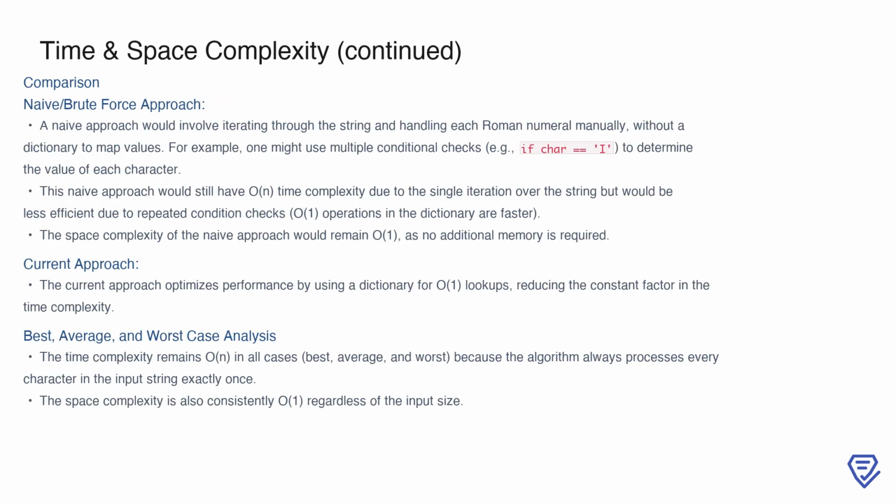To highlight the efficiency of this approach, let's compare it to a naive solution. In a brute force method, you might iterate through the string and use multiple conditional checks, like if char == I, to determine the value of each Roman numeral.